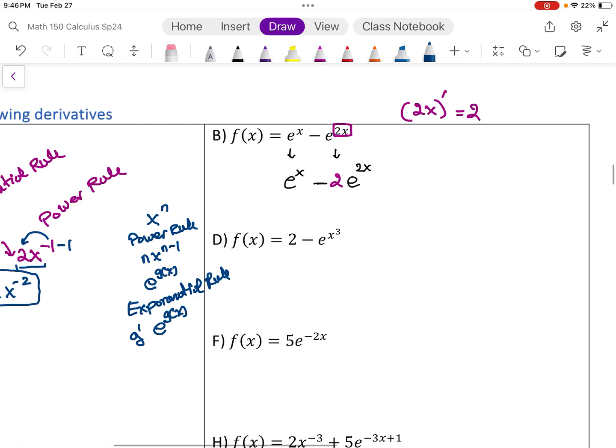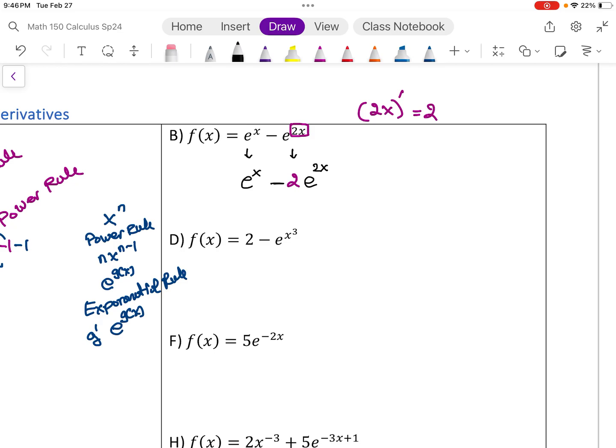All right, so the next one, part D. Okay, so D, we have 2 terms. This one is a constant, so the derivative is 0. Minus. This one is an exponential, so we follow the exponential rule, which says copy down the exponential just the way it is, then multiply by the derivative of the exponent. So we need to multiply by the derivative of x cubed, which is 3x squared. So this 3x squared goes here. So you copy down, you multiply by the derivative of the exponent. So we get negative 3x squared e to the x cubed.